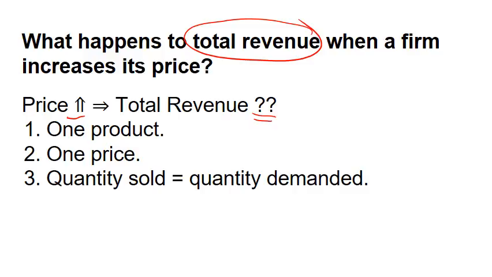We'll assume the firm produces one product. It charges only one price for all units sold, and the quantity sold equals the quantity demanded. This means the firm sells to all consumers willing to pay the price.